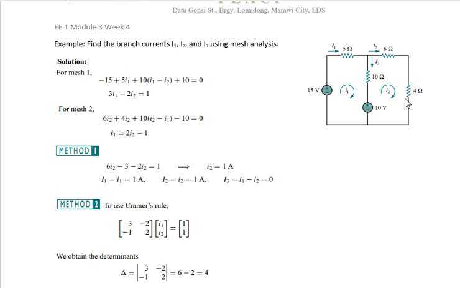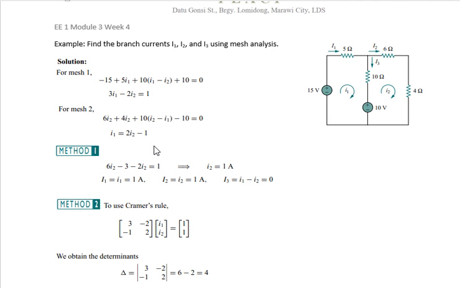Now, another equation is due to mesh 2. The 10 volts in mesh 2 is negative. Why? Because the first thing we encounter is the negative sign of our 10 volts. Then the voltage drop here is (I2 minus I1) multiplied by 10 ohm. Then the voltage drop here is I2 times 6 ohm, and then the voltage drop here is I2 multiplied by 4. So that's why our equation looks like this.